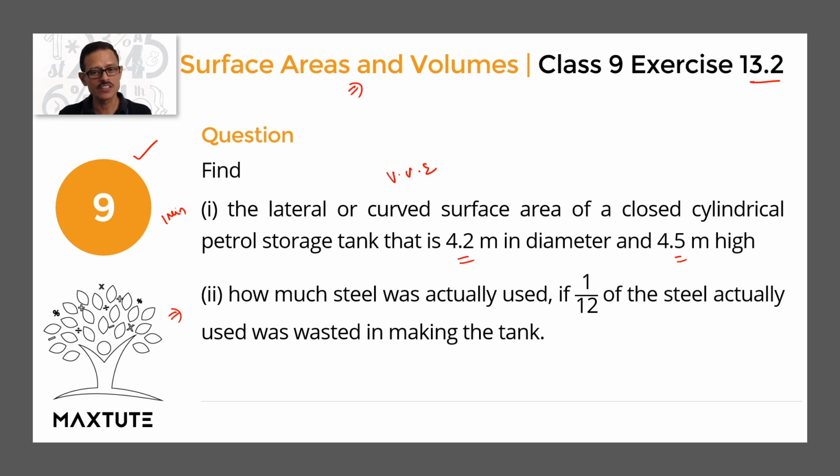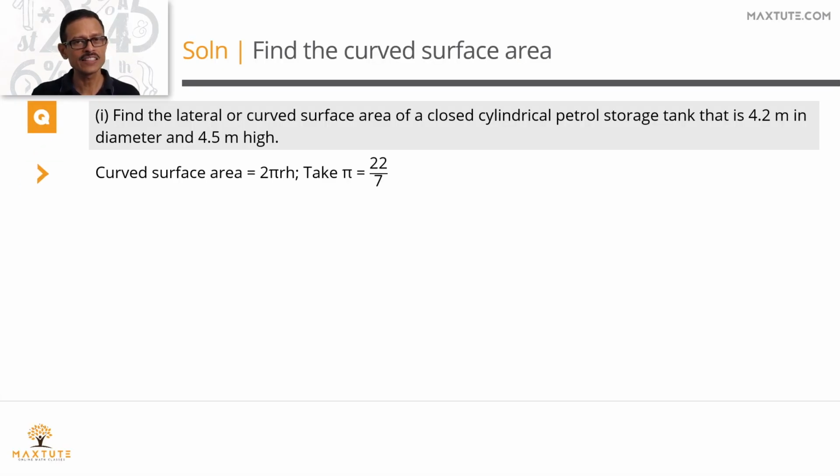Find the lateral or curved surface area of a closed cylindrical petrol storage tank whose diameter is 4.2 meters and whose height is 4.5 meters. We need to find the curved surface area of a cylinder. What's the formula to compute the curved surface area? 2 pi RH. If nothing is stated about pi, take pi to be equal to 22 by 7.